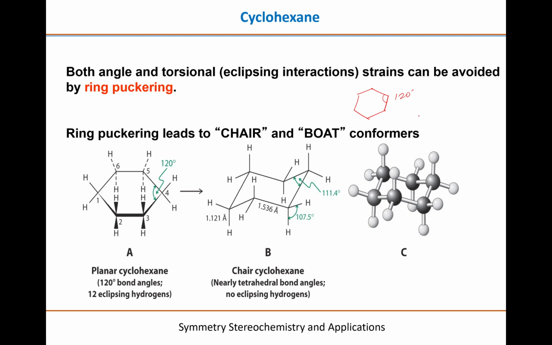But we need here 109.5, right? But here, if it remains in planar form, it has to become 120 degrees. But because the C-C bond rotation is possible, here a single bond is there, they will change their conformation. They change their conformation into two types. One is the chair conformation, the other one is the boat conformation.